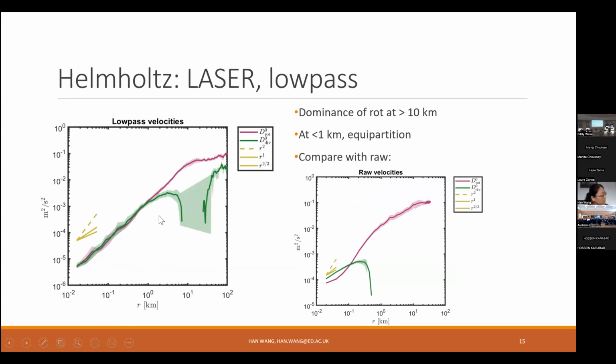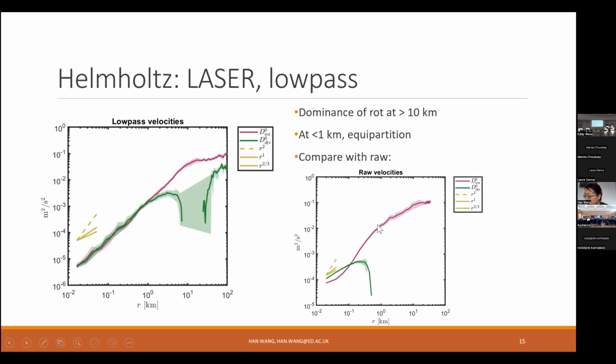And we're actually not aware of any theory that is consistent with this yet. It probably has something to do with fronts, but we don't know for sure yet. And at larger scales, we see again dominance of the rotational component over the divergent component. I want to note that we don't see similar things in the raw component that has been published before.